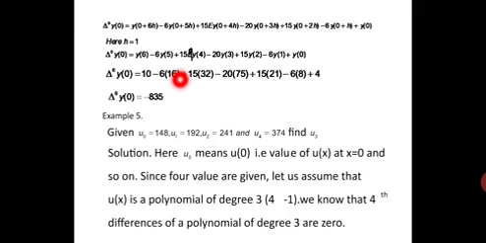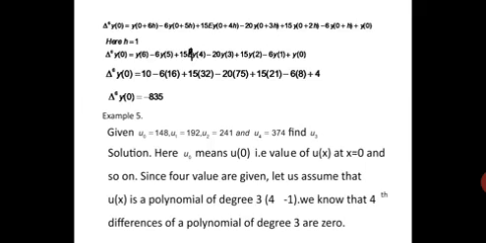Y of 5 means 16. Y of 4 means 32. Y of 3 means 75. Y of 2 means 21. Y of 1 means 8. Y of 0 means 4. If you simplify this, then I will get this answer. This is our solution. Right?